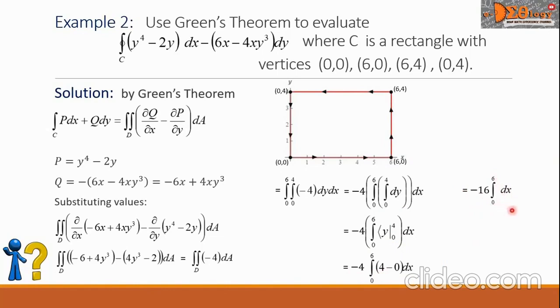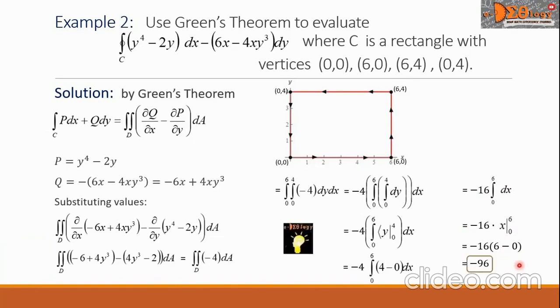Let us integrate further. The integral of dx is simply x. So we copy the negative 16 here. We evaluate x with respect to the limits of integration from 0 to 6. So the x here becomes 6 minus 0, which is 6. And this 6 is multiplied to negative 16. So we have this negative 96. This is our final answer.